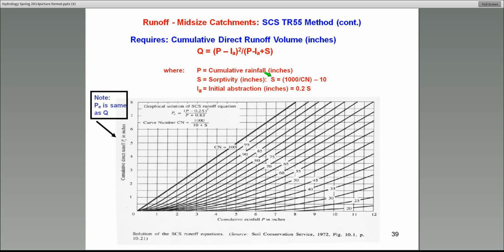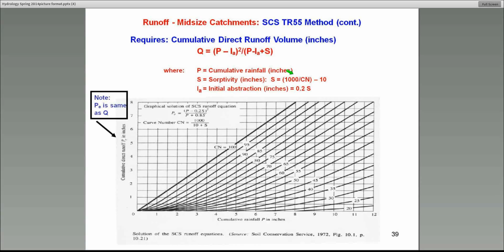Please be careful when you calculate this quantity right here, because a lot of times in a hurry you forget about this parentheses right here. So what you end up doing is taking 1000 minus 10 divided by curve number. No, you divide the 1000 first by curve number, then subtract 10. All right, so be careful with that calculation a little bit.